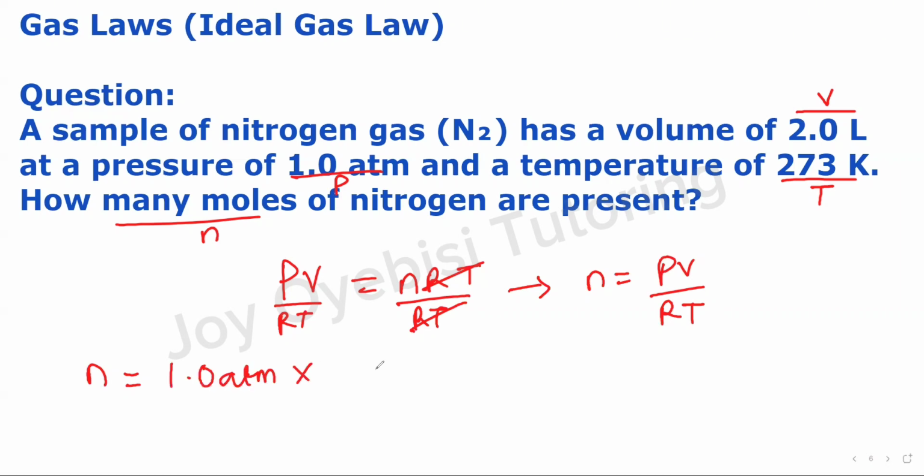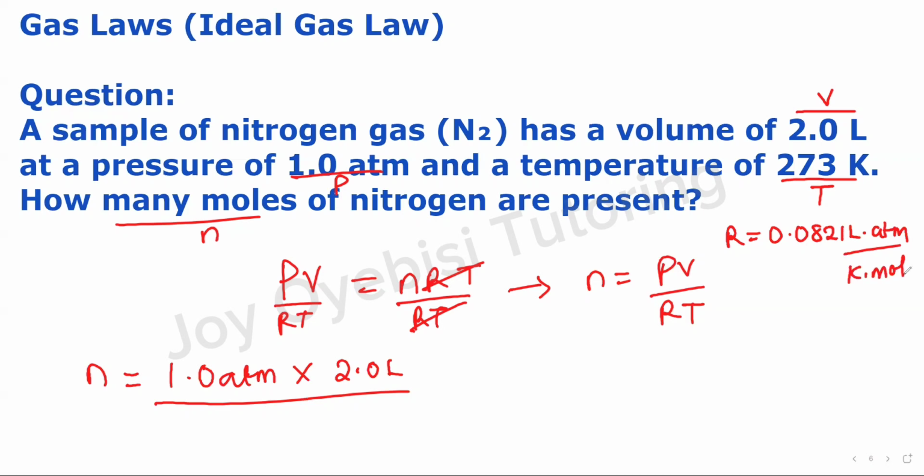Volume is 2 liters. Divide by R, which is what we call the universal gas constant. The value we would use here is the one that has liters and atm, which is 0.0821 liters·atm/(Kelvin·mole). There are other values, some in kPa, which will be 8.314 and so on, but this is a common one when you have atm.